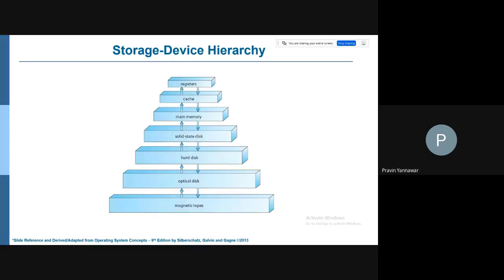If you look at the storage hierarchy, the registers are the smallest unit of your primary memory. Then registers, cache, main memory, solid state disk, hard disk, optical disk, and magnetic tapes. Looking at the storage device hierarchy, registers are at the zeroth level, or you can go from magnetic tape to optical disk to hard disk to solid state disk, main memory, cache memory, and register.